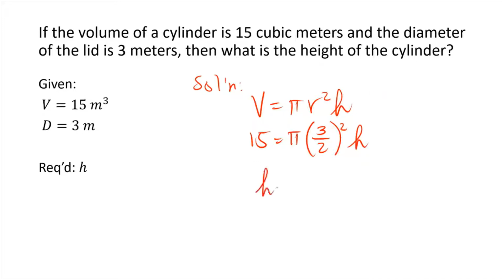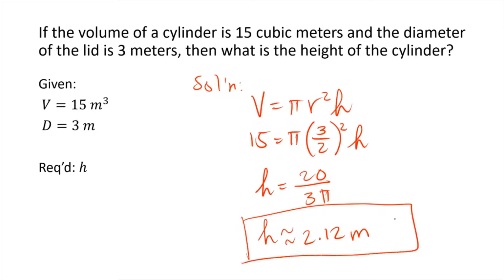So isolating the height, we get 20 over 3 pi, or that's approximately 2.12 meters. This is now the height of the cylinder.